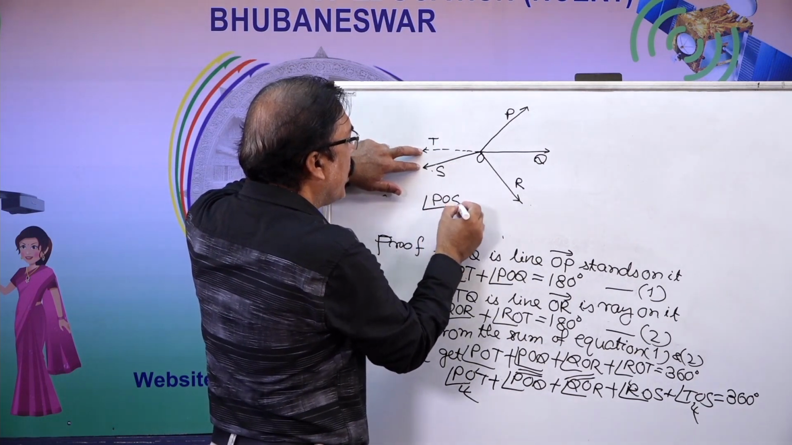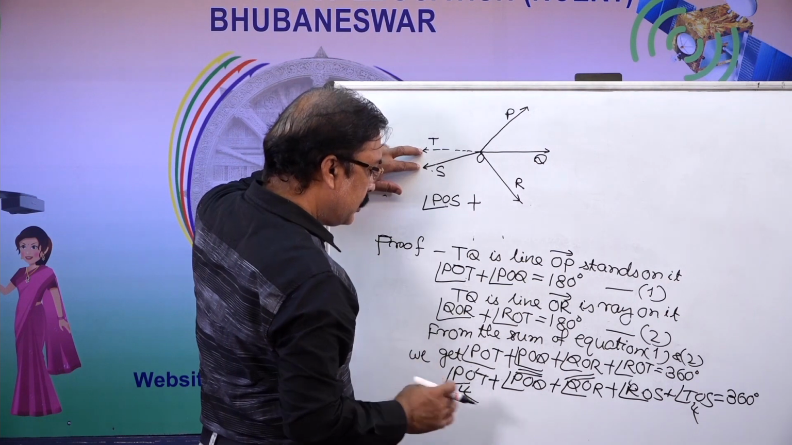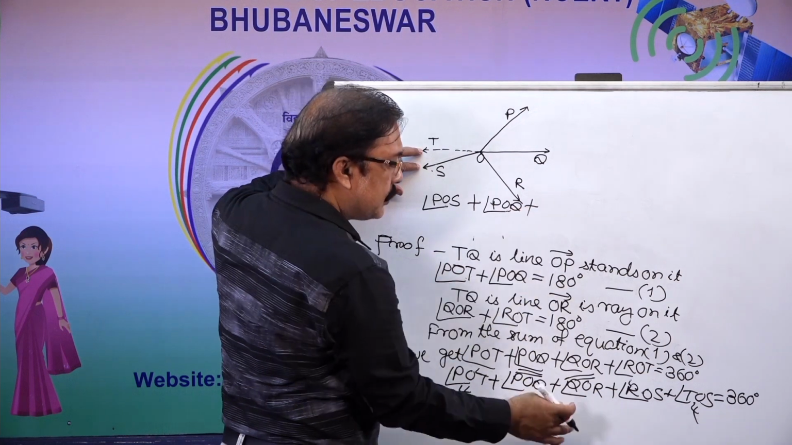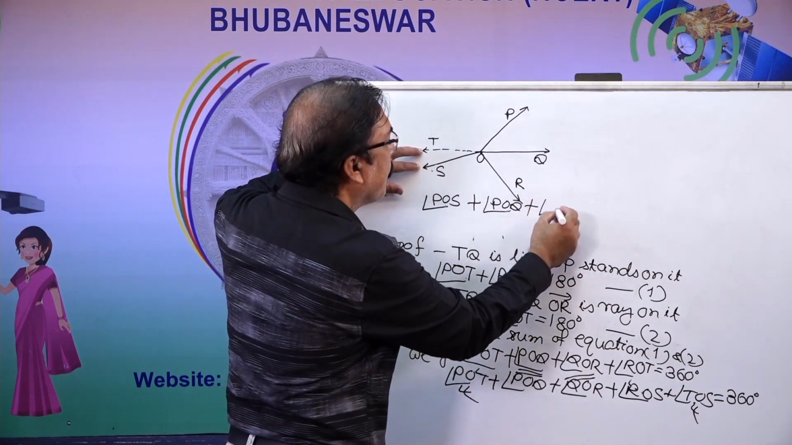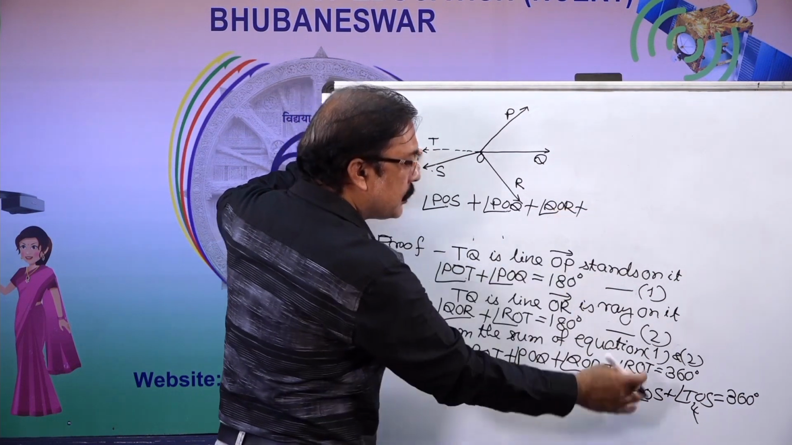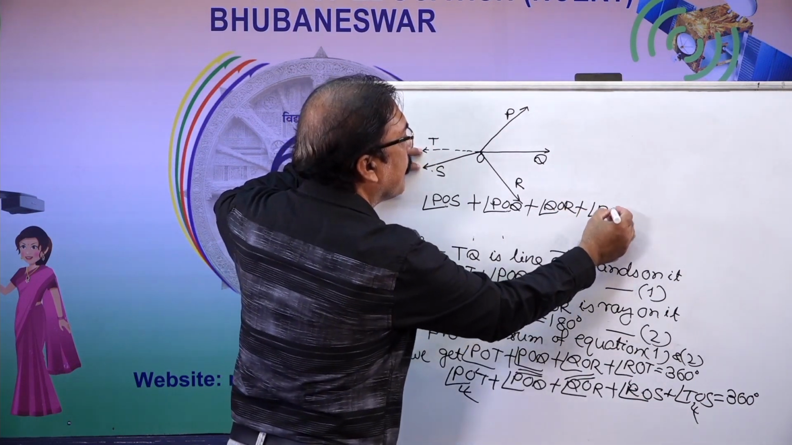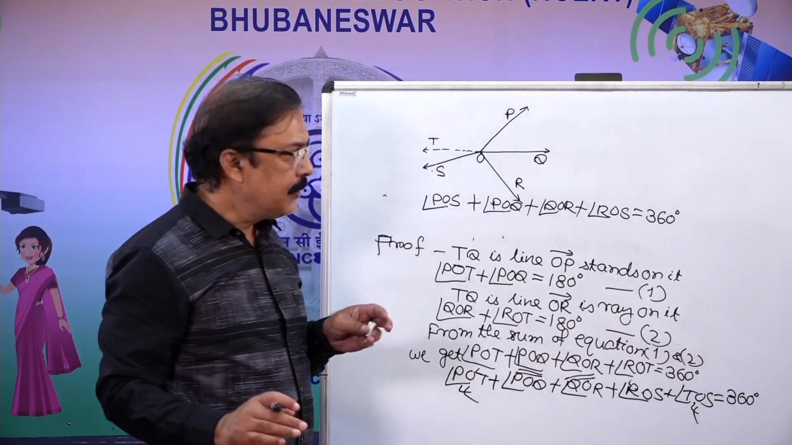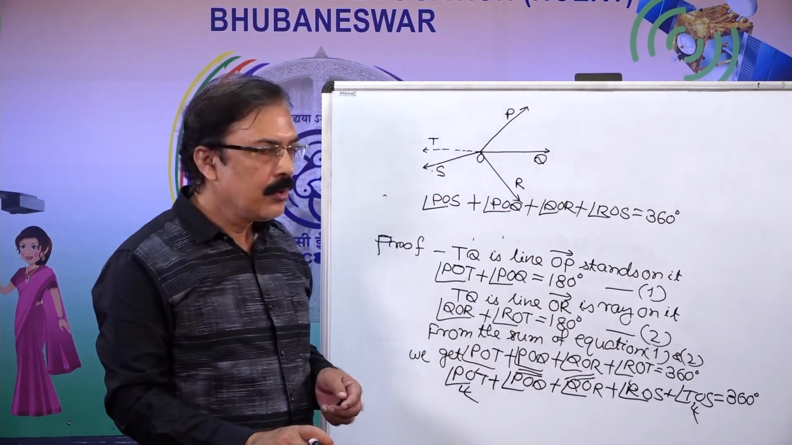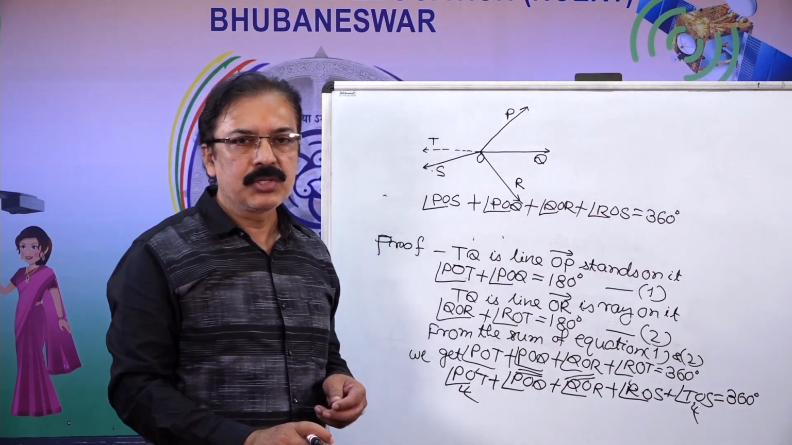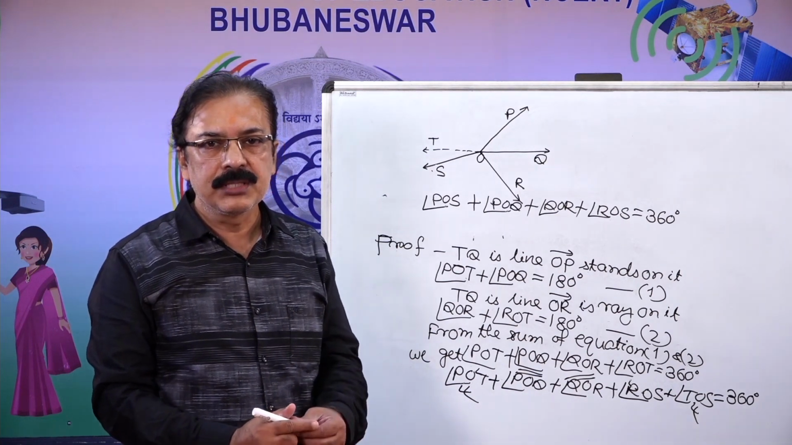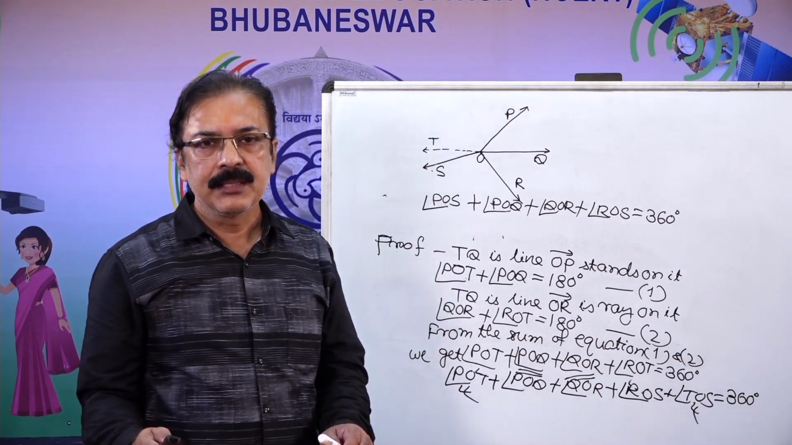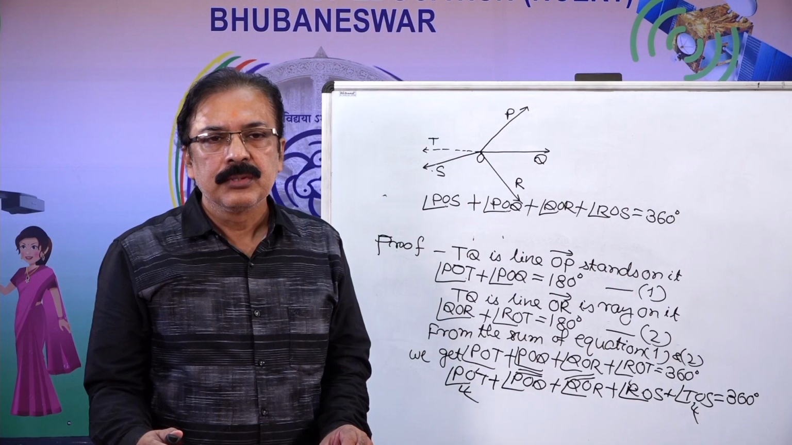So POS angle plus then POQ angle plus QOR angle plus ROS angle is equal to 360 degrees. This was our question to prove: POQ plus QOR plus SOR plus POS is equal to 360 degrees. So this is the solution. Now let's have another look at this question.